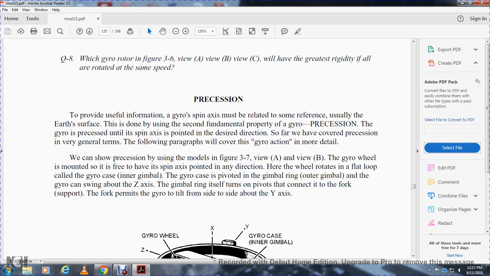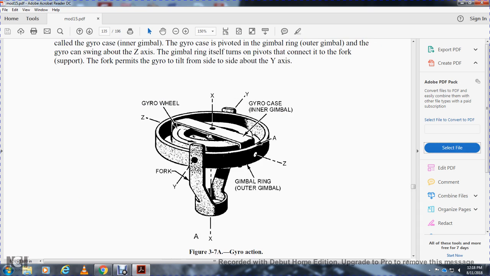We can show precision with the model in view A and view B. The gyro wheel is mounted free, with the spin axis pointing in one direction. The wheel rotates in a flat loop called the gyro case, or inner gimbal, which pivots in the gimbal ring, the outer gimbal. The gyro can spin about the Z axis of the gimbal ring, and its pivot connects to a fork, permitting the gyro to tilt from side to side about its axis.